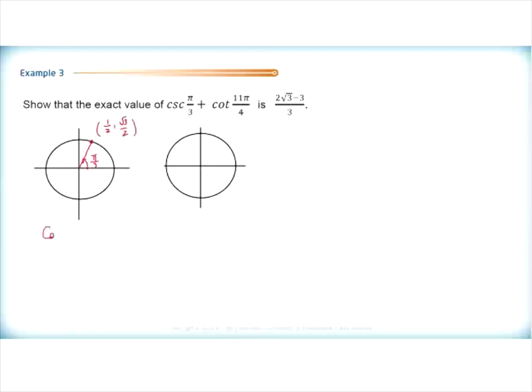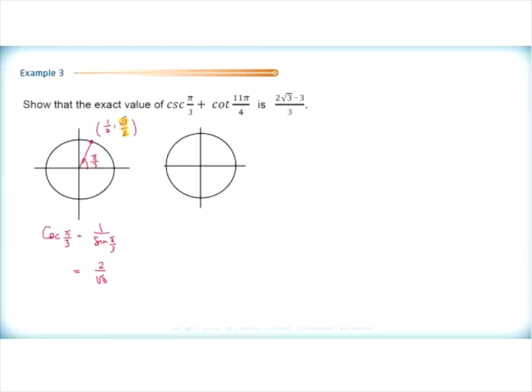I'm looking for the cosecant of pi over 3. Cosecant is 1 over the sine of pi over 3. The reciprocal of sine, there's the sine of pi over 3 right there. The reciprocal of root 3 over 2 is 2 over root 3. I'm just going to leave it like that for now, we'll change it shortly. So I have 2 over root 3 for the cosecant of pi over 3.